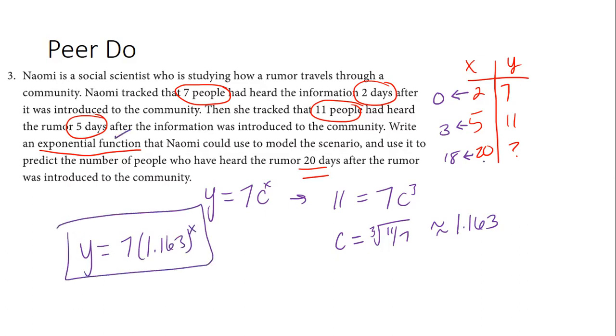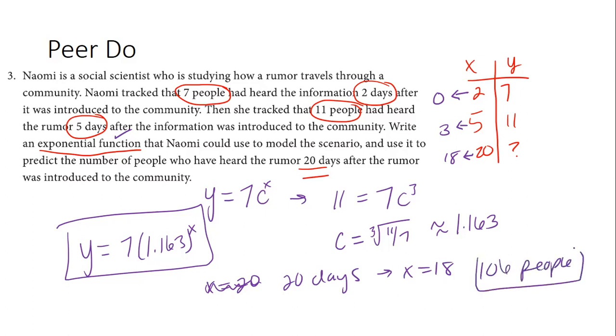Now that we have our model, can we figure out how far the rumor has spread by day 20? Yes, and so we got 106. If we let 20 days, well, not x, 20 days means that x equals 18, right? And so we end up with 106 people knowing the rumor. That's how rumors spread, right? This is actually kind of a slow spreading rumor if you think about it.